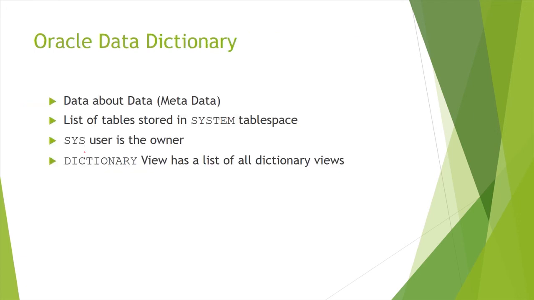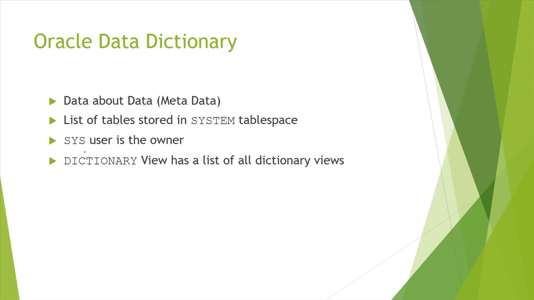Oracle Data Dictionary: data about data, or metadata, which is a list of tables that provides information about the database. These tables are stored inside the SYSTEM tablespace and owned by the SYS user. So the Oracle Dictionary is a set of tables that provides information about the database itself. There is a view called DICTIONARY, which provides a list of all dictionary views in your database.